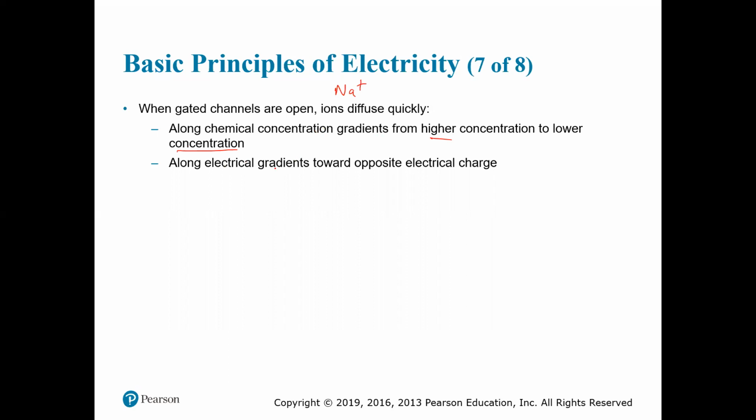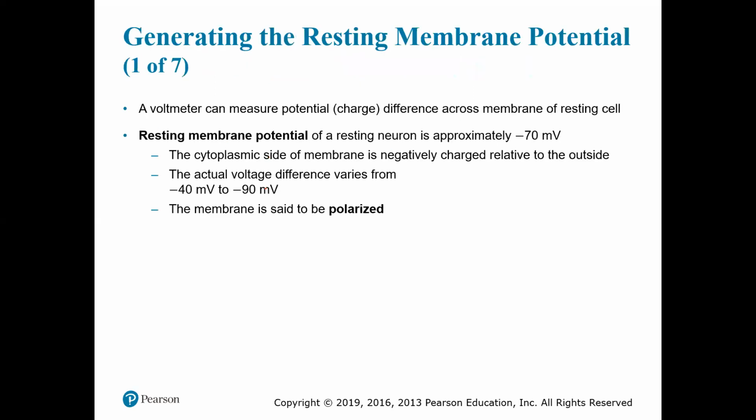So it could also go along towards the opposite charge too, as well. So that voltage polarity creates that attraction between positive and negative. So the voltmeter is what tests that number, the actual number. So the resting membrane potential inside of the cell, again, is minus 70 millivolts.